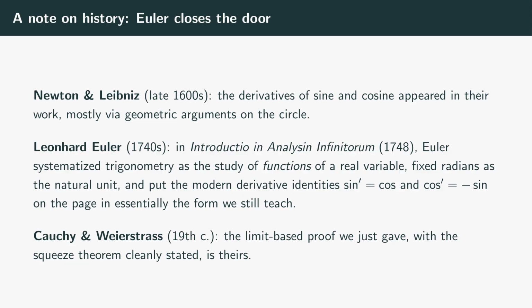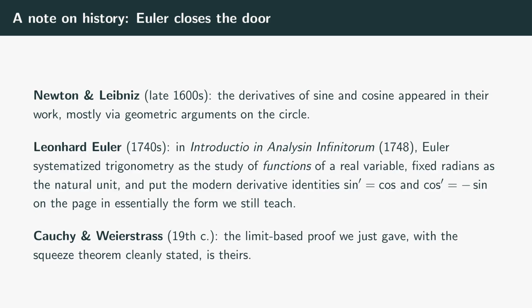A short note on where today's derivation comes from historically. Newton and Leibniz in the late 1600s both knew the derivatives of sine and cosine, mostly through geometric arguments on the circle that look, to modern eyes, more like physics than analysis. The packaging we use today, sine and cosine as functions of a real variable with derivatives that satisfy clean identities independent of any particular triangle, comes from Leonhard Euler. In his 1748 book Introductio in Analysin Infinitorum, Euler systematized trigonometry around functions rather than around right triangles, fixed radians as the natural unit for exactly the reason we just walked through, and wrote down the identities, the derivative of sine equals cosine and the derivative of cosine equals minus sine, in essentially the modern form.